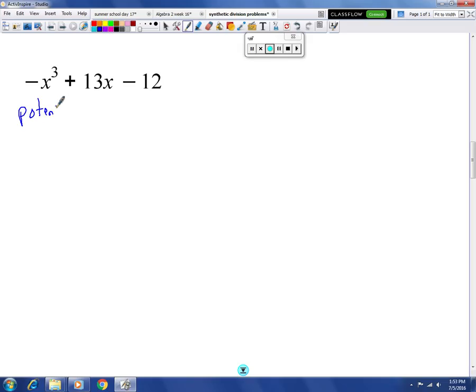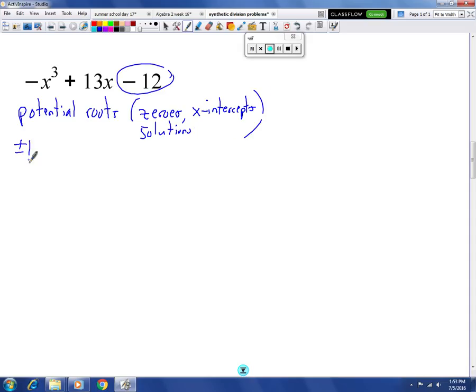Potential roots. Again, you can call them zeros, x-intercepts. Graphically, this is really good to help you graph. You can call it solutions. Alright, all those mean the same thing. Alright, a negative 12, I can divide it by a plus or minus 1, a plus or minus 2, a plus or minus 3, a plus or minus 4, plus or minus 6, a plus or minus 12.